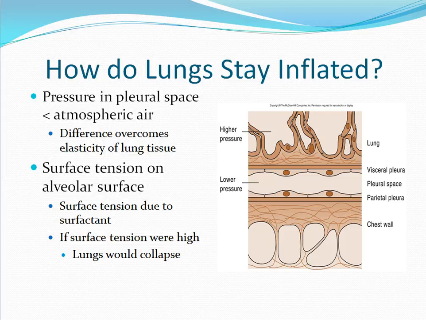The other factor is surface tension. Surface tension is present at the inner alveolar surfaces. Surface tension in the alveoli is very low due to the presence of surfactant. If surface tension were high, the lungs would collapse, and this is the major problem with premature infants that are born without enough surfactant. The surface tension in their lungs is very high, so when they try to breathe, their lungs collapse.